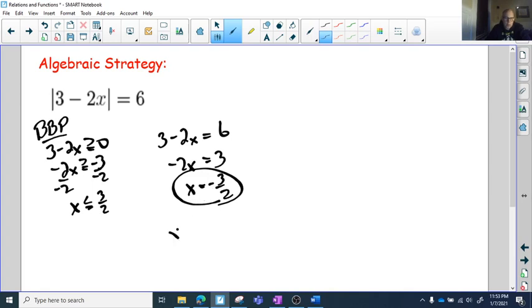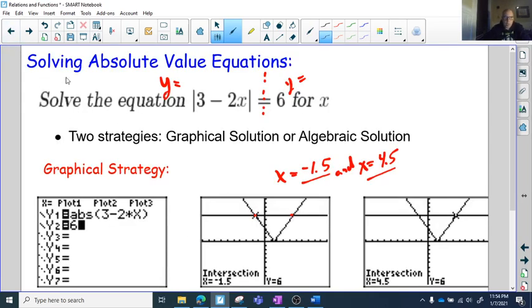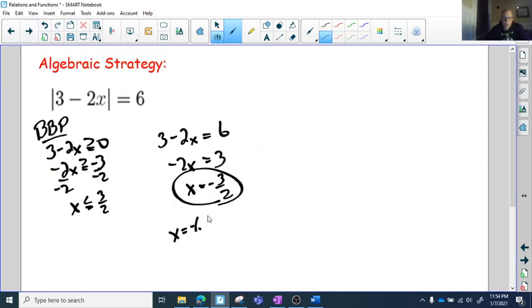We know this is the same one we just did on the picture back here. So -1.5 was one of the answers. That's what I just got right there. So there's one of the answers algebraically. The other possibility would say, well, what if between the bars is negative? Well, that can only happen if this expression, 3 minus 2x, was less than 0. And that would only happen if x turned out to be greater than 3/2.